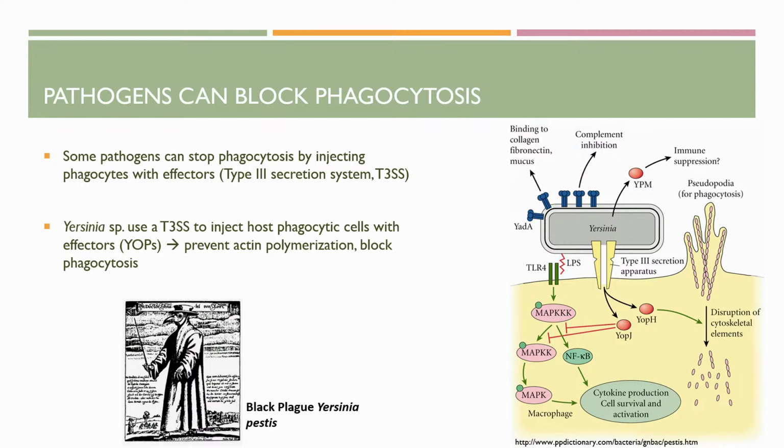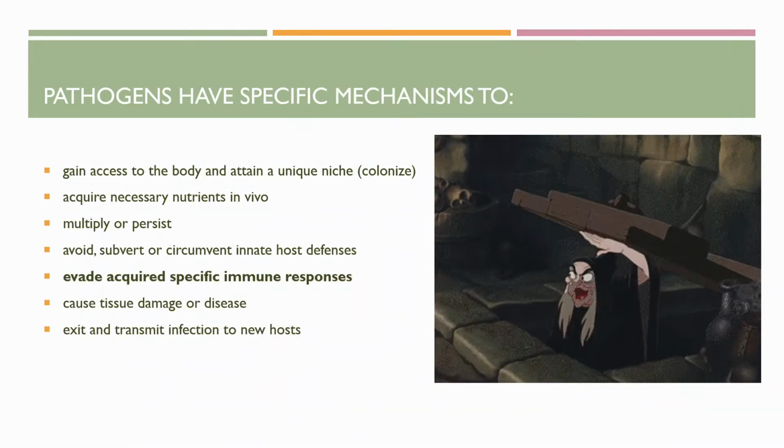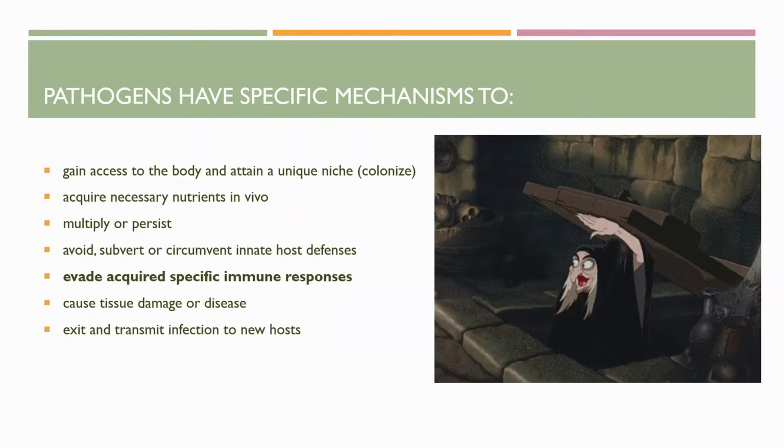So remember, the innate immune response is the first line of defense. So we're talking about macrophages, neutrophils, all of those other phils that we talked about. But then what happens after the innate immune response is triggered is that antigen-presenting cells like macrophages and dendritic cells present those antigens to the adaptive immune response. So the next step is that the pathogen has to evade the acquired, which is the adaptive immune response.